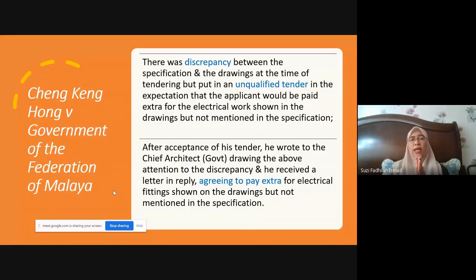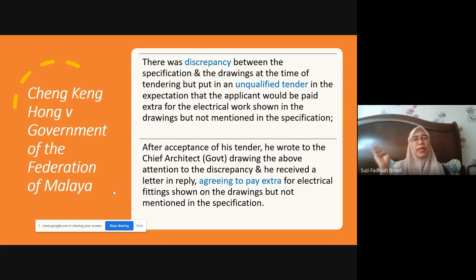And then the government gave acceptance, so here an unqualified tender in the expectation. Basically the applicant here missed out certain points, certain expenses or claims. He didn't incorporate everything here, because he thought he would be paid extra for the electrical work shown in the drawing but not mentioned in the specification. So whatever he attached together with the document, the agreement here, he doesn't say clearly the extra cost to be claimed for electrical fitting.